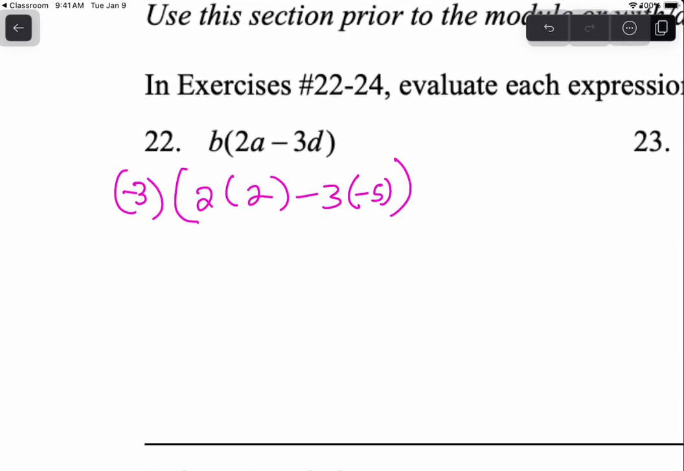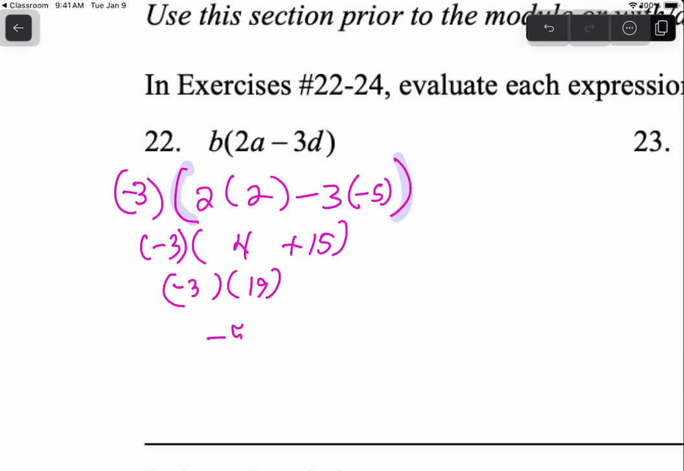Now, grouping-wise, it was the original parentheses sitting there. So let's go inside of there. I see 2 rounds of multiplication. I see 2 times 2, and -3 times -5 makes a positive 15. Turn that into a -3 times a 19, which is a -57.